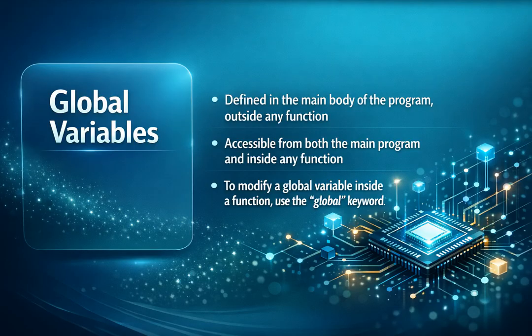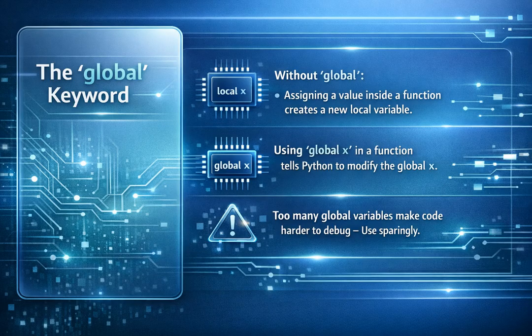Global variables are accessible from anywhere in the program, including inside functions. However, if you try to modify a global variable inside a function without declaring it, Python treats it as a new local variable instead. The function sees the global value but cannot change it without explicit declaration. To modify a global variable inside a function, you must declare it using the global keyword. Writing global x at the top of a function tells Python that x refers to the global variable, not a new local one. While this works, overusing global variables makes code harder to understand.